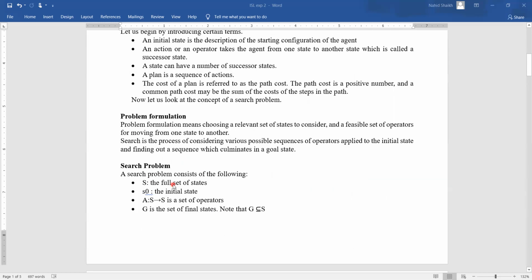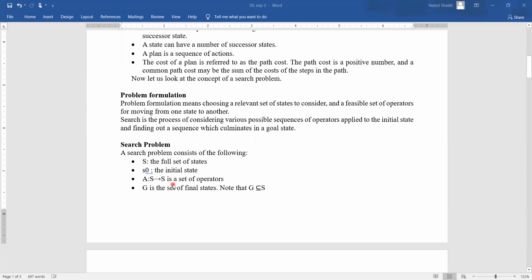What is problem formulation? As we discussed before also, the problem can be formulated in different ways, and that problem formulation has a greater impact when you're trying to solve the problem. Problem formulation means choosing a relevant set of states to consider and a feasible set of operators for moving from one state to another state. Search is the process of considering various possible sequences of operators applied to the initial state and finding out the sequence which culminates in a goal state.